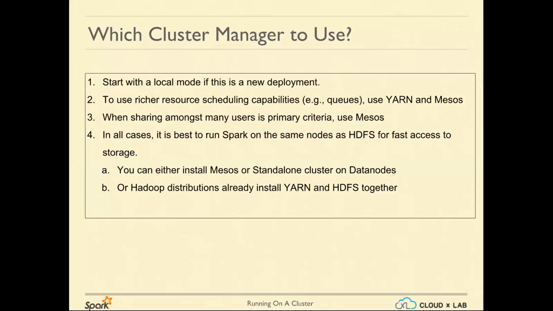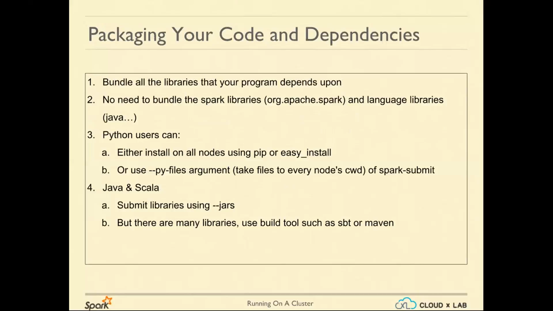All right. Next, you bundle all the libraries the program depends upon. No need to bundle the Spark libraries and language libraries with it. Python users can either install the same program using pip or easy install on all the machines. And for Java and Scala, submit libraries using jars, but there are many libraries, so use build tools such as SBT or Maven.